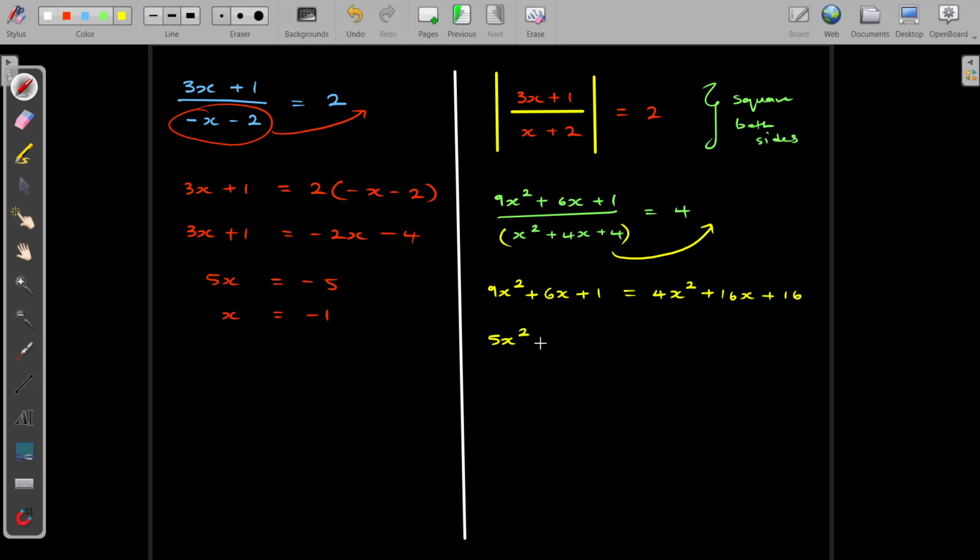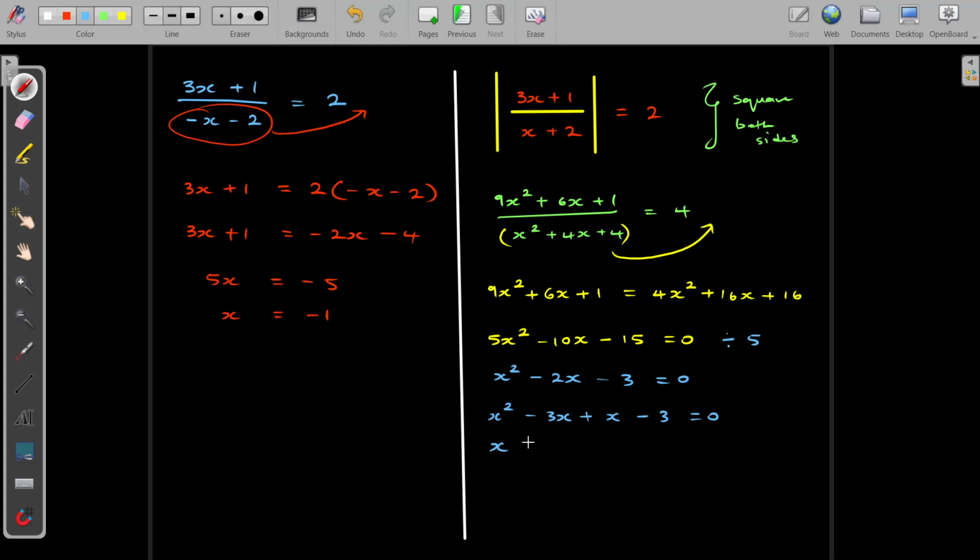5x squared minus 10x minus 15 is equal to 0. And from this, I notice we can divide throughout by 5. So x squared minus 2x minus 3 is equal to 0. Applying the AC method to this, we have x squared minus 3x plus x minus 3 is equal to 0.